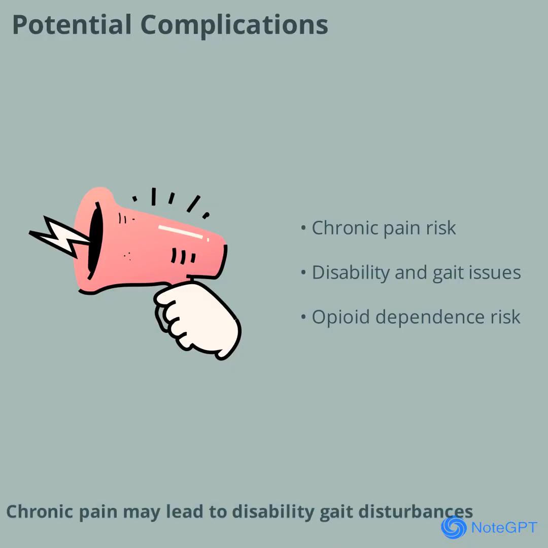Chronic pain may lead to disability, gait disturbances, and reduced quality of life. Persistent dysfunction increases the risk of opiate dependence and psychological issues like depression. Inflammatory forms, if untreated, can progress to ankylosis and systemic complications. Recognizing and addressing these risks early is essential for optimal patient outcomes.